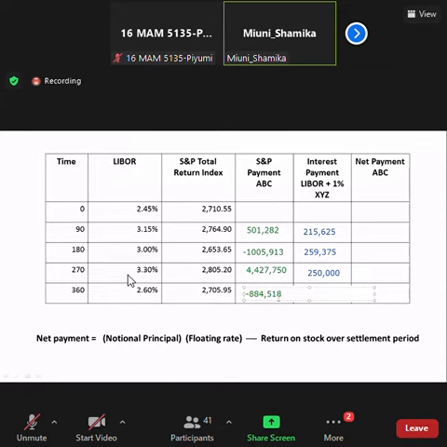These are the payments. So now you can calculate the net payment. Here, ABC should pay because XYZ's payment is lower than ABC's payment. Therefore, the net should be paid by ABC. Here you can see it's a negative payment. That means ABC should receive.